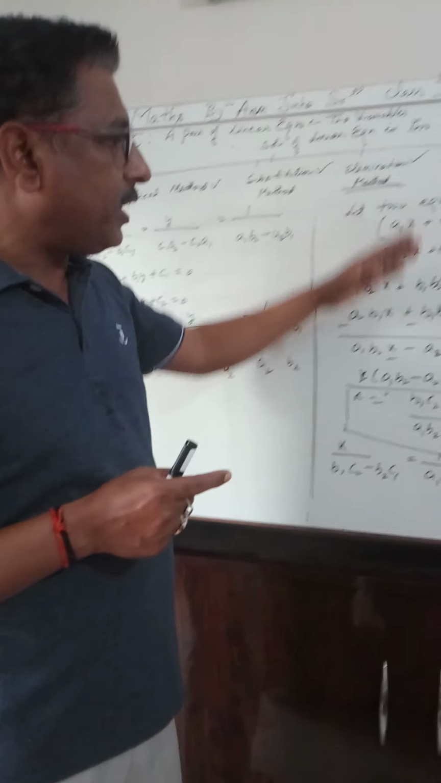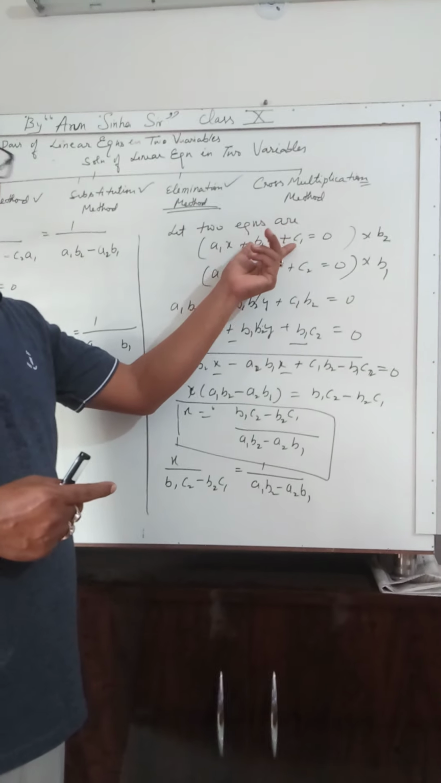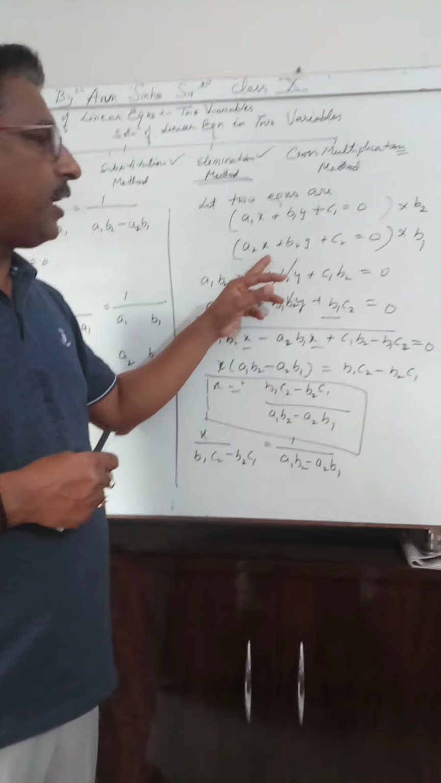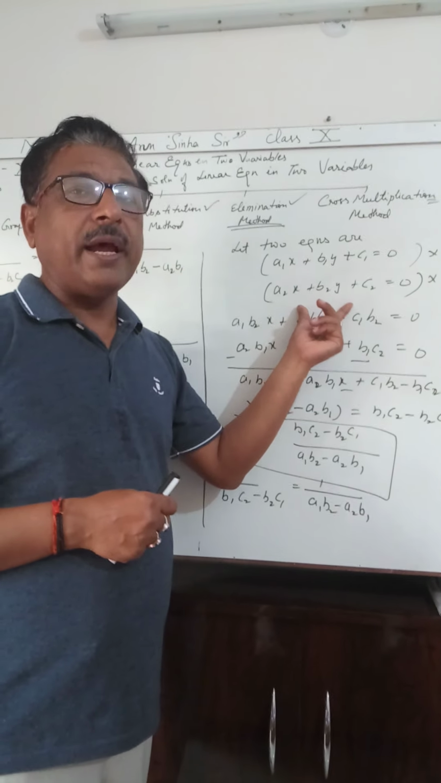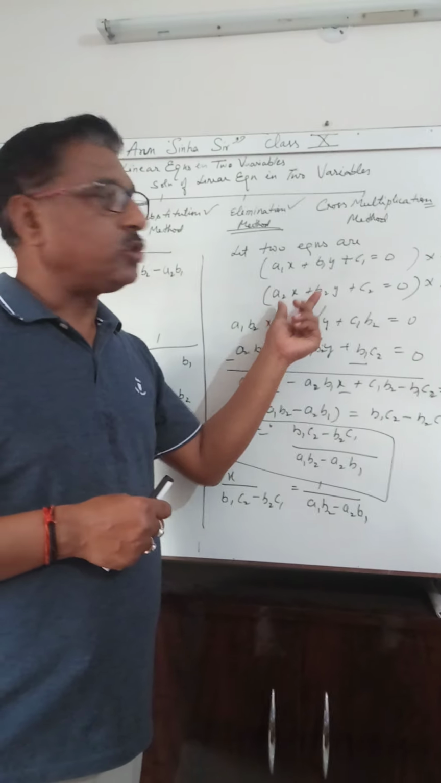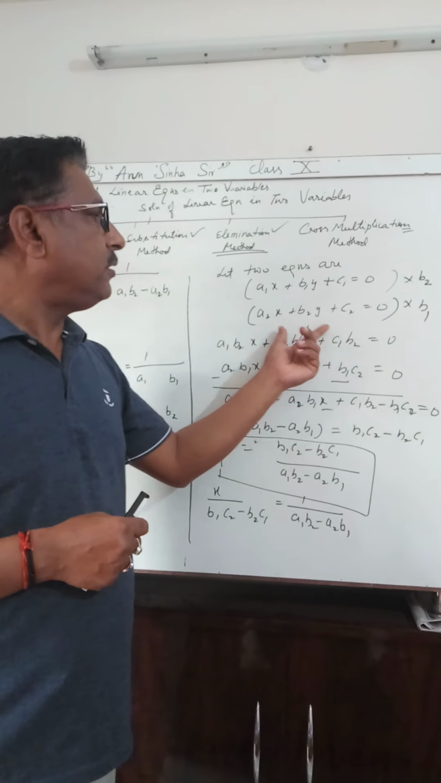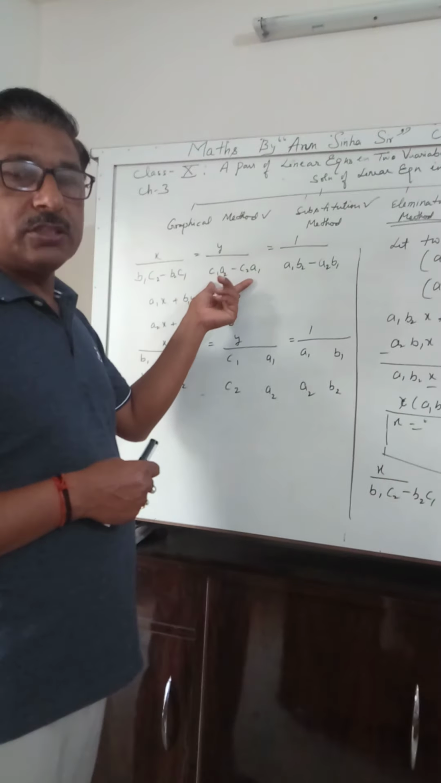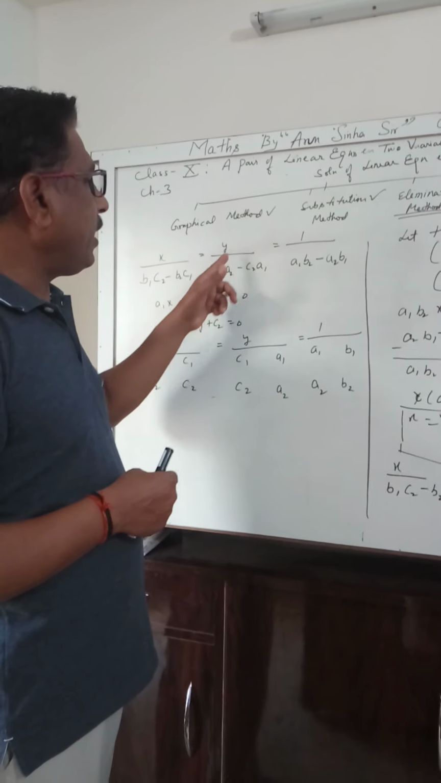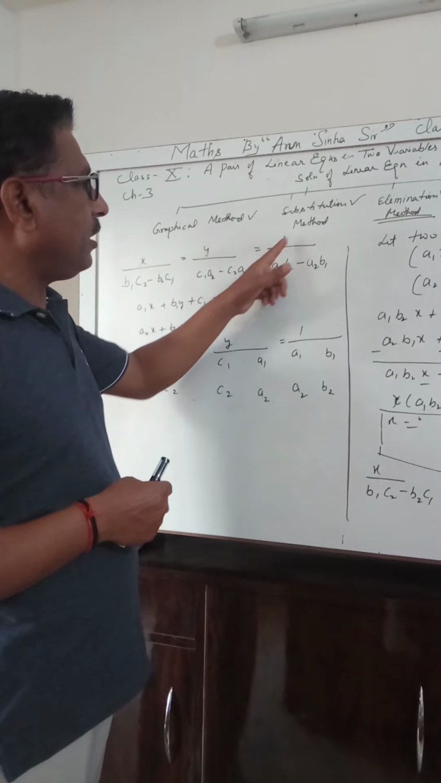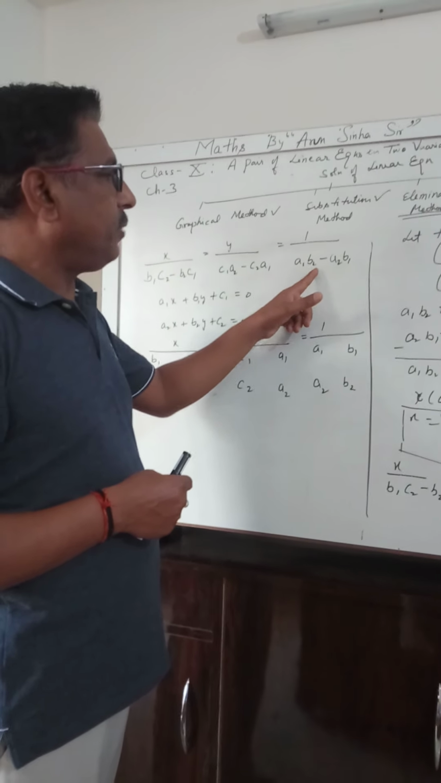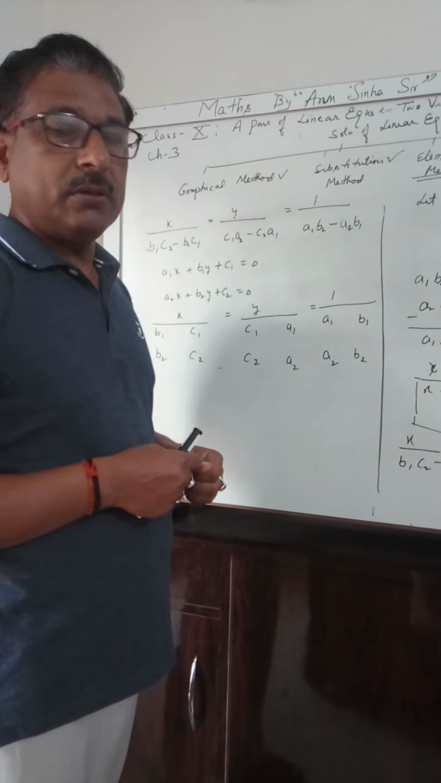Now instead of multiplying by b1 and b2, if we multiply this equation by a2 and this equation by a1, and solve for y, you will get the same result. That means y upon c1 a2 minus c2 a1 is equal to 1 upon a1 b2 minus a2 b1.